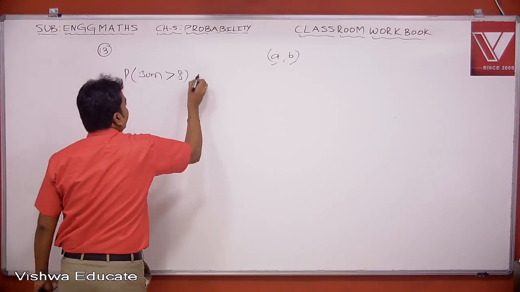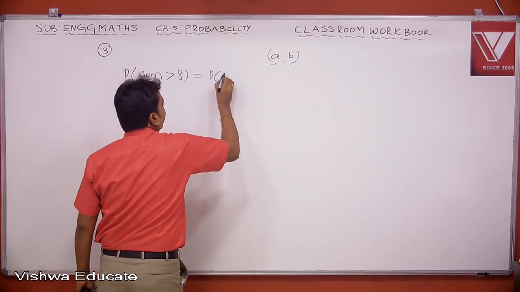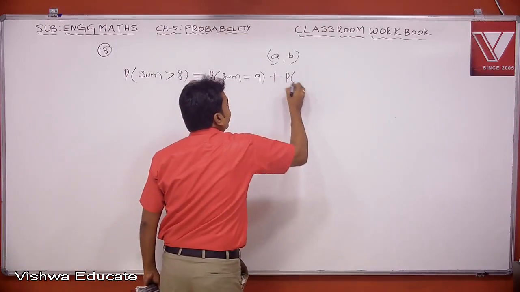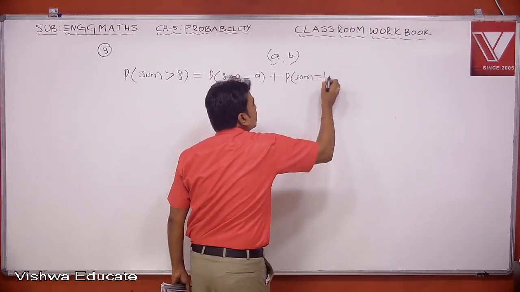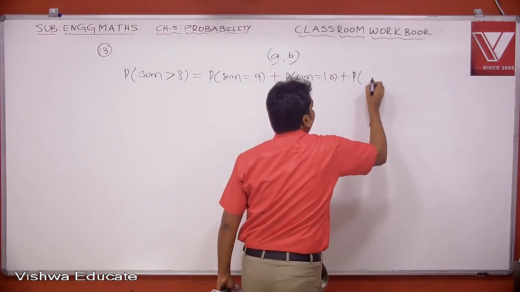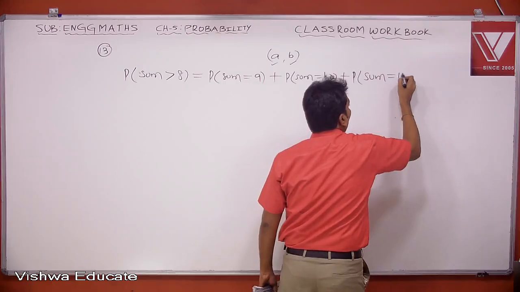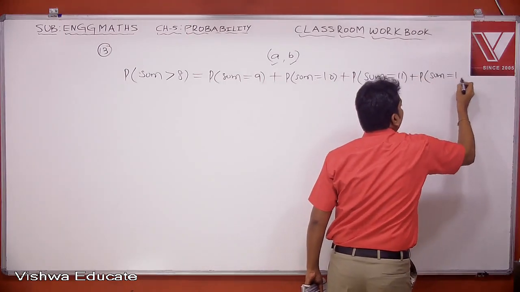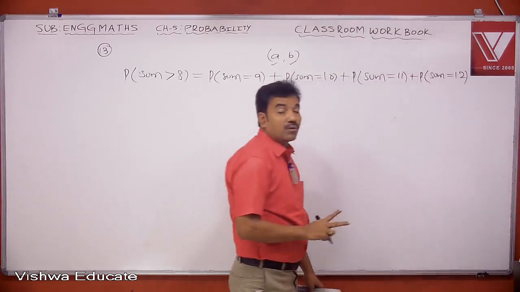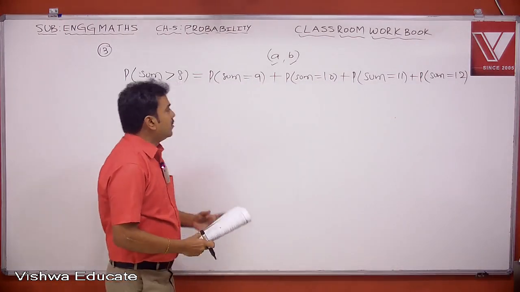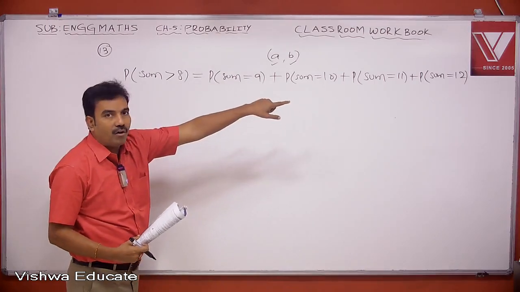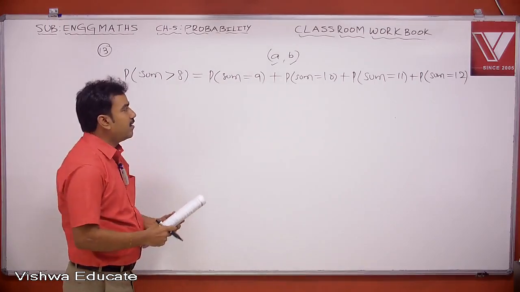Sum exceeds 8. That means the sum can be 9 or, R means plus, it can be 10, or it can be 11, or it can be 12, because the maximum sum is 12. Maximum sum is possible when both the outcomes are 6 and 6. So the sum is greater than 8, so it can be 9 or 10 or 11 or 12. So R is replaced by this plus.